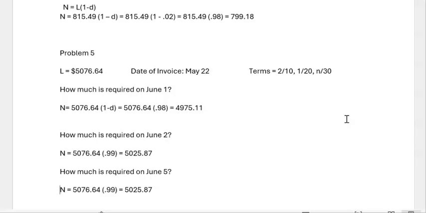So maybe we do want to delay it a couple of days. If we're going to get the same amount on June 2nd as June 5th, we might as well push it out to as close to 20 days as possible, so we keep the money in our bank account instead of paying our suppliers early.